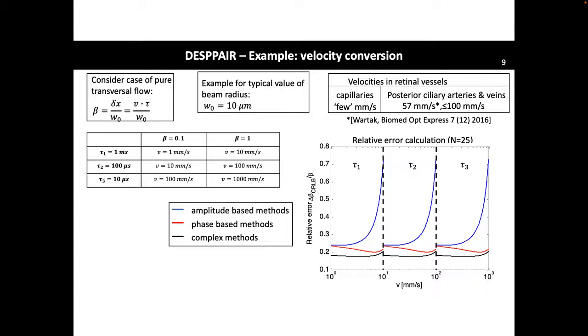And then it also showed you that if you go for a scheme like this, nobody has done it, but this is a prediction, and if you use these intervals, you can get a nice, nearly linear response over 3 decades of flow velocities.